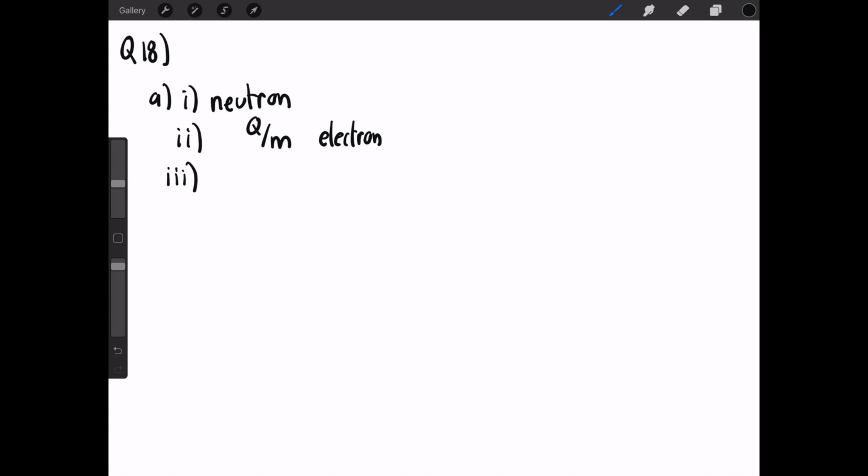Part 3. When removed, leaves a different isotope of the elements. Again, that's our neutron. These are just things you're going to have to learn. There's no really working it out.